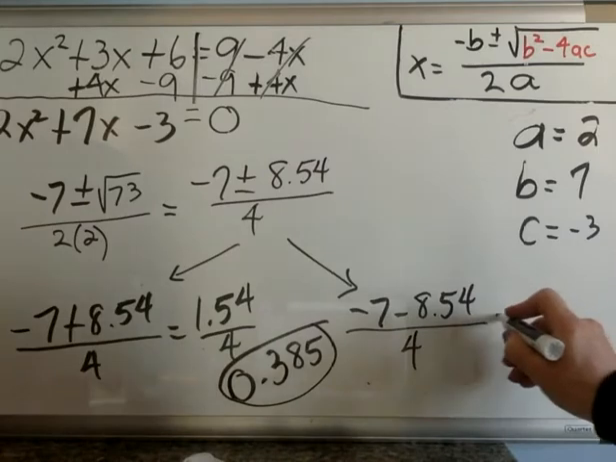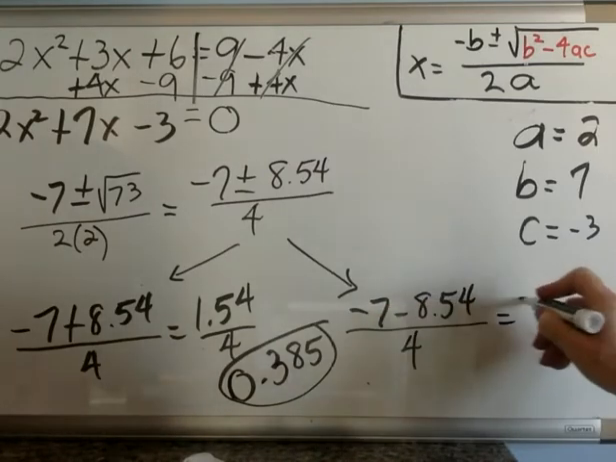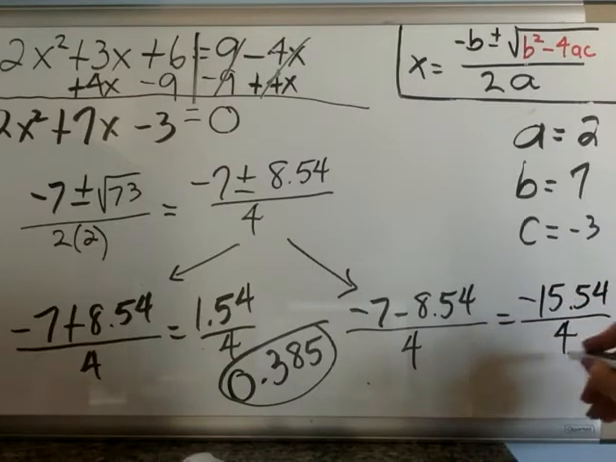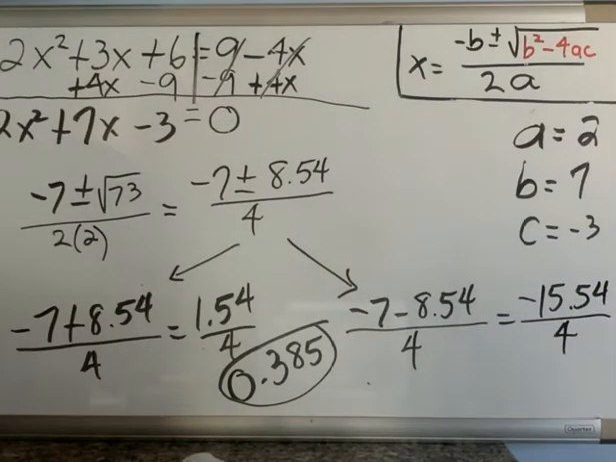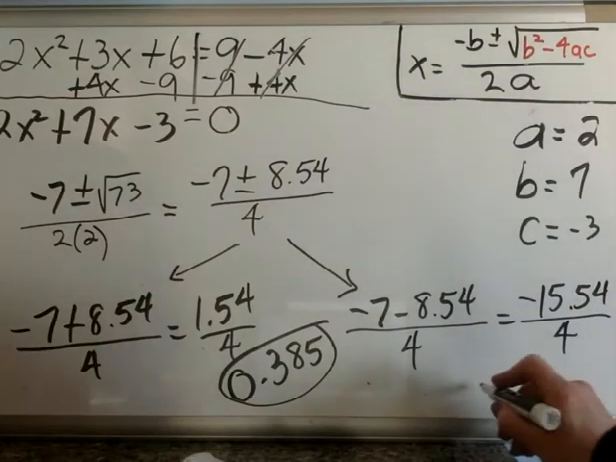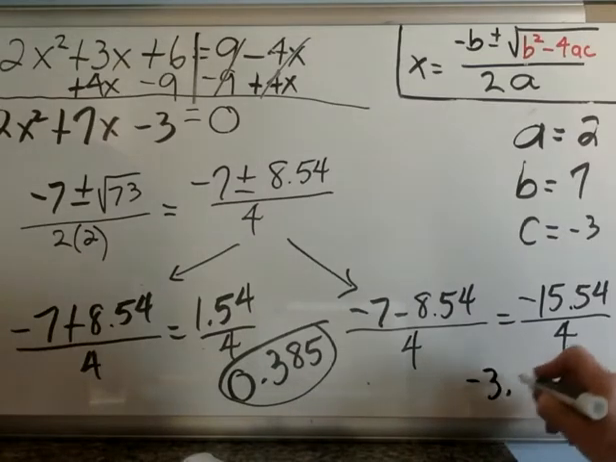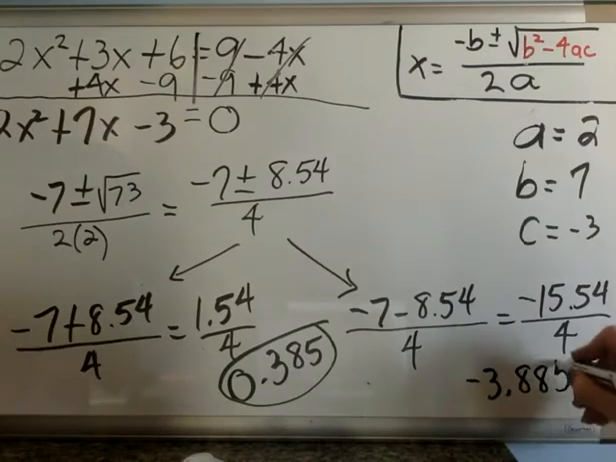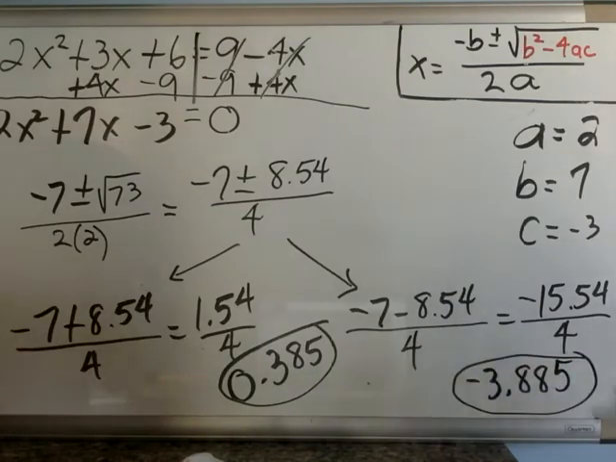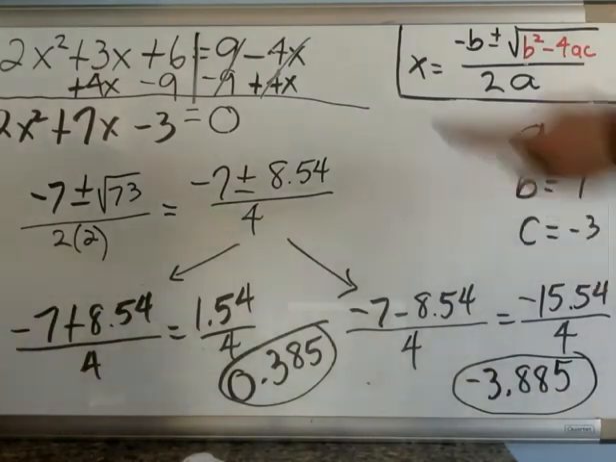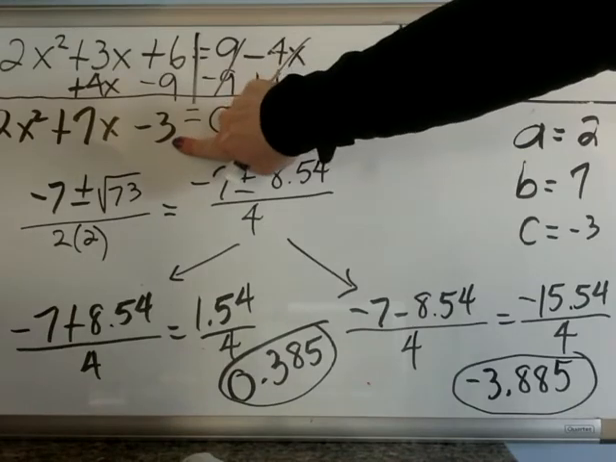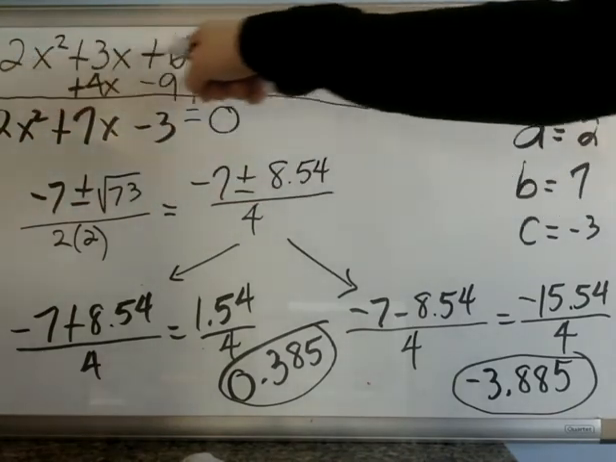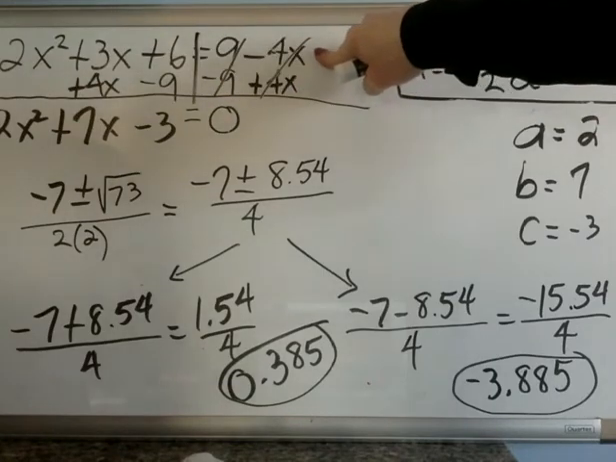The other solution is going to be negative 15.54. Do the numerator first, divide that by 4, and you're going to end up getting approximately negative 3.885, I believe. So those are my 2 solutions. Those are my 2 zeros to this equation, right? My zeros to this equation are the solutions to the equation.